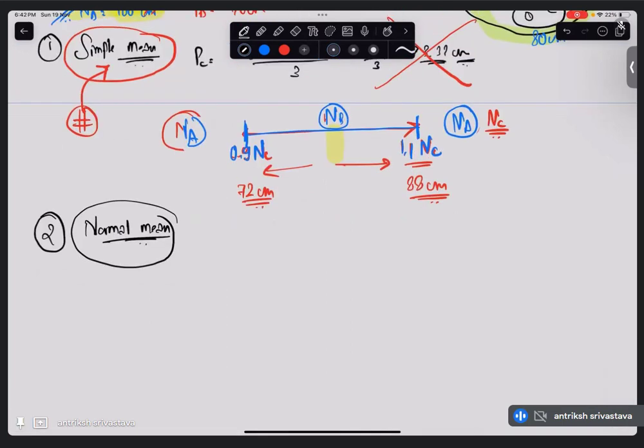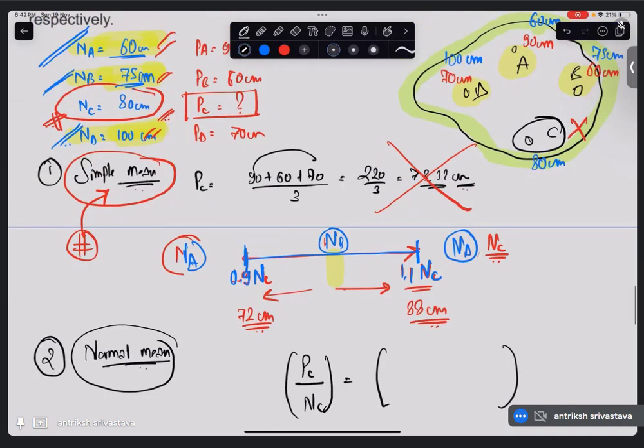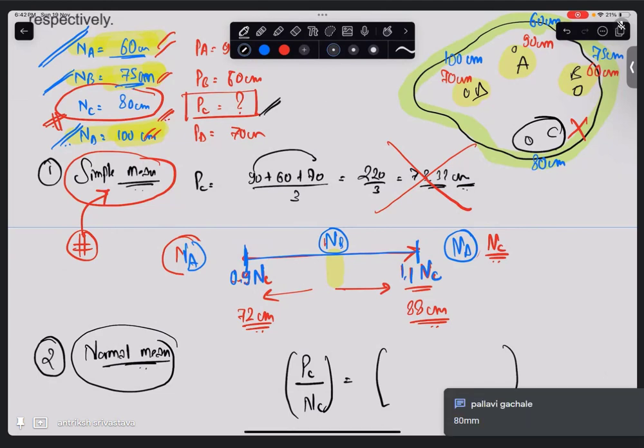The normal mean method says that your precipitation Pc will follow a relation. That relation is the average, oh sorry. The normalized value of your precipitation at C is going to be the average of the normalized values of all the other stations. So what is the normalized value? Normalized value is just your precipitation divided by your ATM. Yeah, correct, Pallavi. Correct.